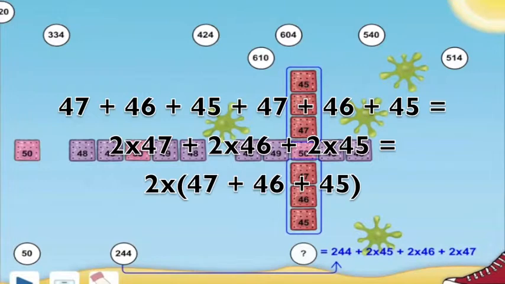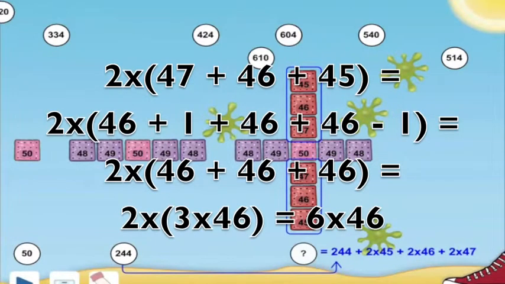We have that 47 plus 46 plus 45 plus 47 plus 46 plus 45 is equal to 2 times 47 because we have 2 47s, plus 2 times 46 because we have 2 46s, and 2 times 45 because we have 2 45s. In the next step, we place the 47, 46, 45 inside parentheses and we factor out a 2, so we can write it as 2 times, in parentheses, 47 plus 46 plus 45. Inside the parentheses now, we're going to turn the 47 into a 46 plus 1, leave the 46 alone, and we'll turn the 45 into a 46 minus 1.